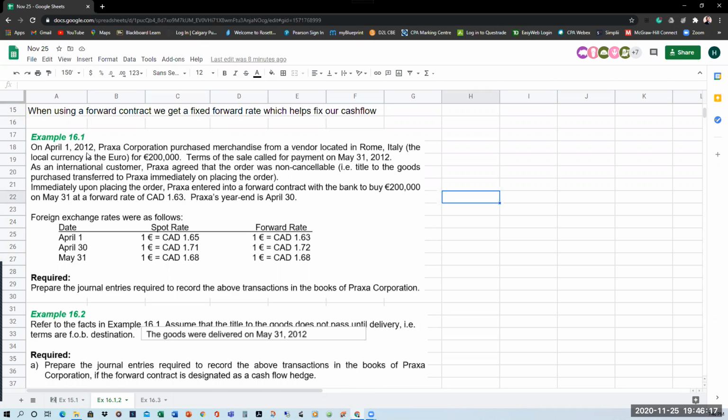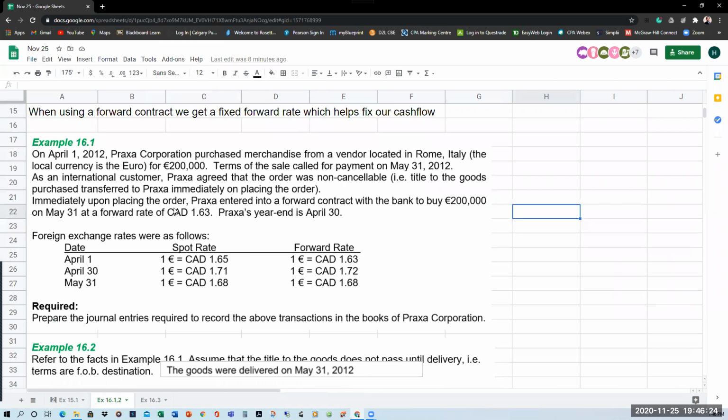So on April 1st, 2012, Praxa Corporation bought merchandise from a vendor in Rome, Italy, where the local currency is the euro, for 200,000 euros. Terms of the sale called for payment on May 31st, 2012. As an international customer, Praxa agreed that the order was non-cancelable, which means the title to the goods bought transferred to Praxa immediately on placing the order.